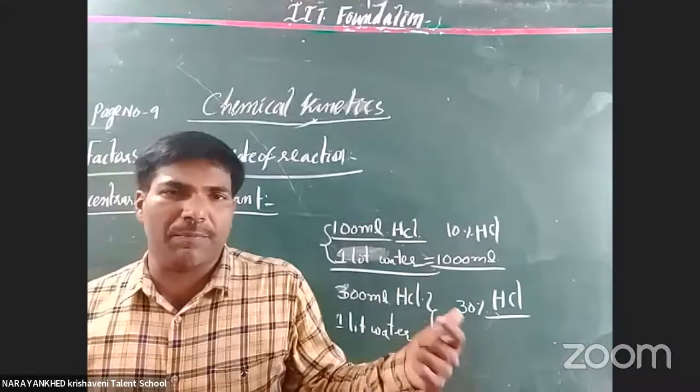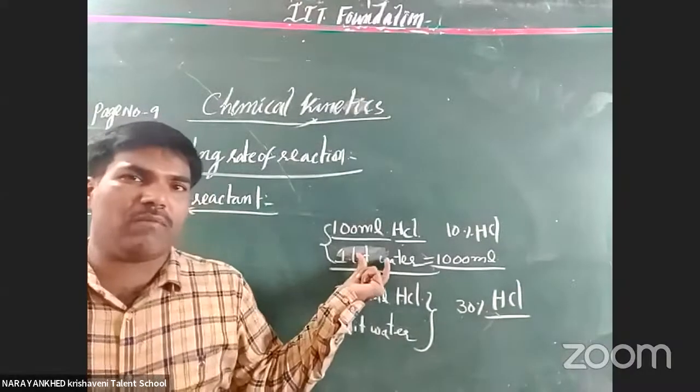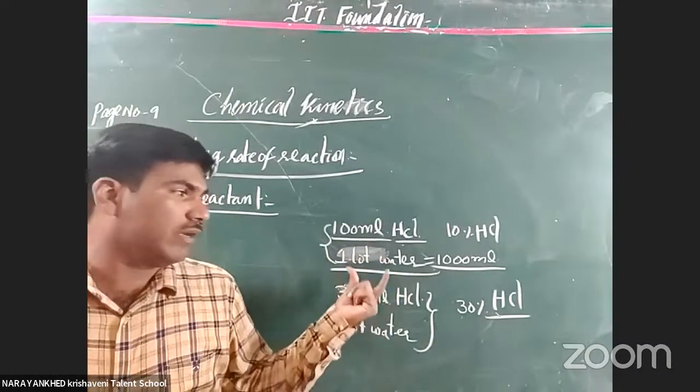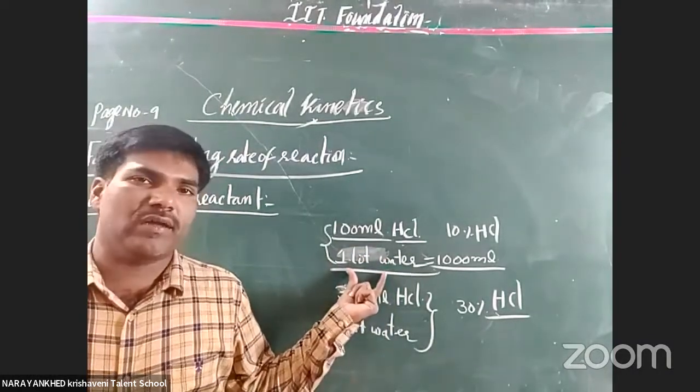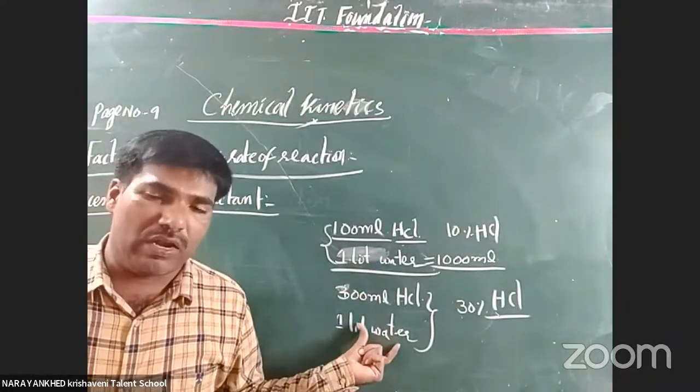We are using these types of words. What is the meaning of them? When you take 100 ml of HCl and combine it with 1 liter of water, that becomes somewhat diluted. When we take 300 ml with the 1 liter, it becomes more concentrated.